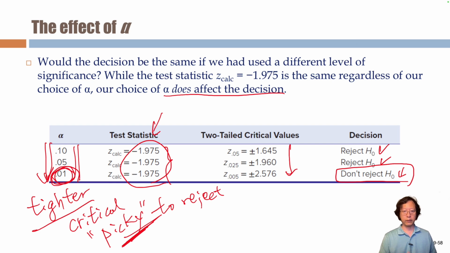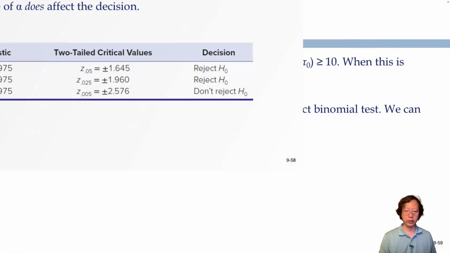But you have to be careful. If you increase the alpha, the beta will increase. The type 2 error probability will increase.